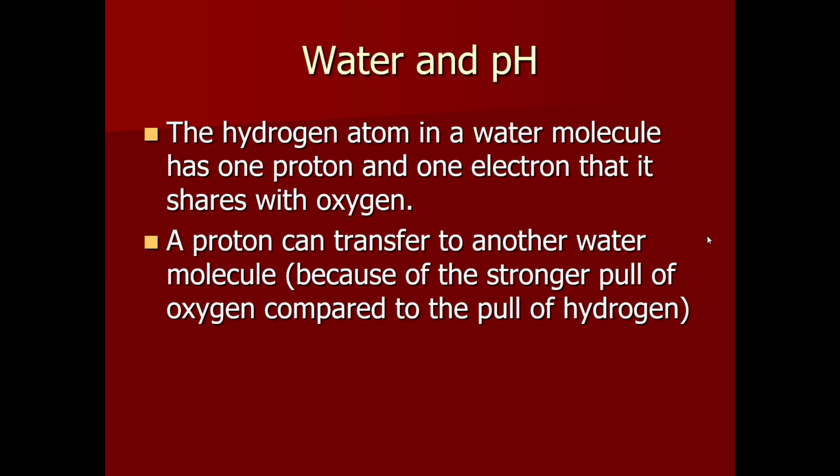Scientists back in the 1800s had this really difficult task of how do we define acids and bases? And it came down to mostly hydrogen atoms. The hydrogen atom in a water molecule has one proton and one electron, and it shares that with oxygen. In water, you have H2O, and that hydrogen and oxygen are bonded together, sharing an electron. And the proton can transfer to another water molecule because of the stronger pull of oxygen compared to the pull of hydrogen. So water could just toss off one of its hydrogens and give it to another water molecule.